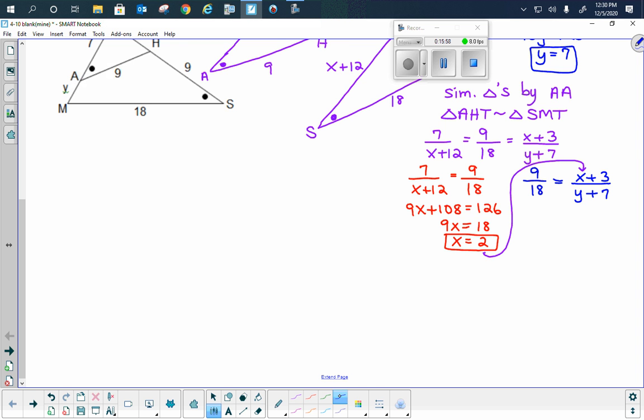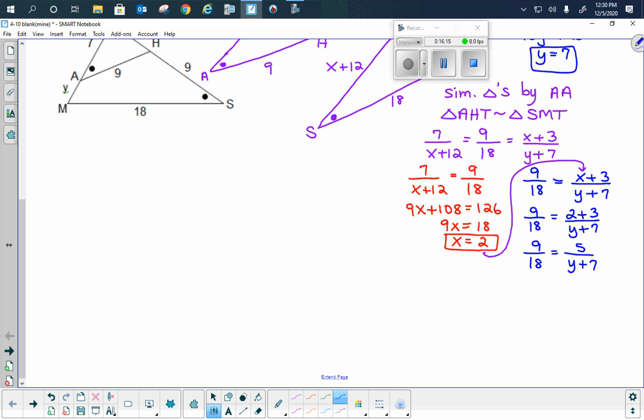Okay, so we're really looking at 9 over 18 and 2 plus 3 over y plus 7. I'm just showing you every step to make sure you're still with me. So we're talking about 5 over y plus 7. All right, now you're ready to distribute.